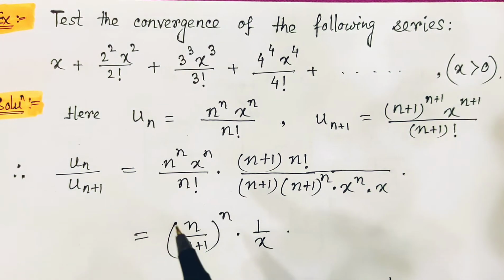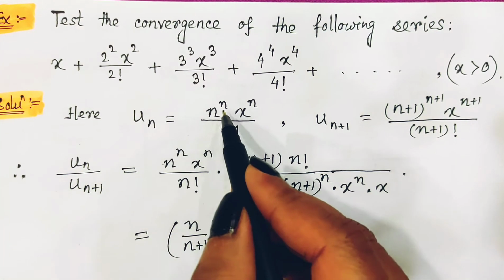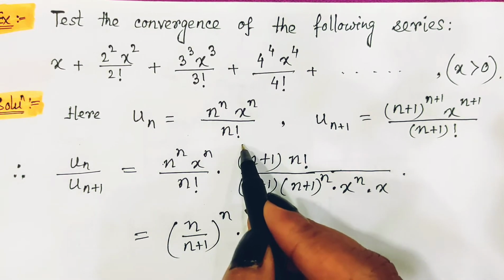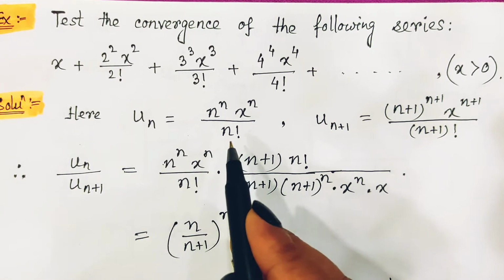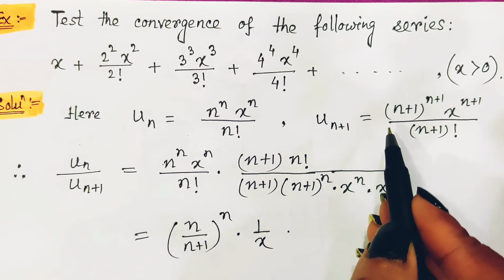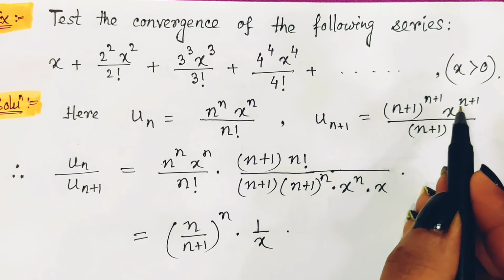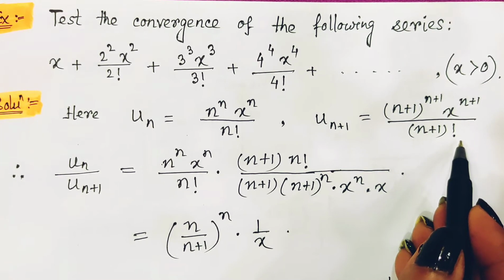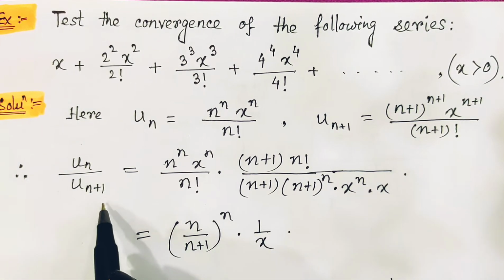First of all, we should find out what our un is. Here un is n to the power n x to the power n divided by n factorial. Just observe the terms, and accordingly this is our un. Now we should find un plus 1, which is again simple: n plus 1 to the power n plus 1 into x to the power n plus 1 divided by n plus 1 factorial. Therefore, we should find the ratio un divided by un plus 1.